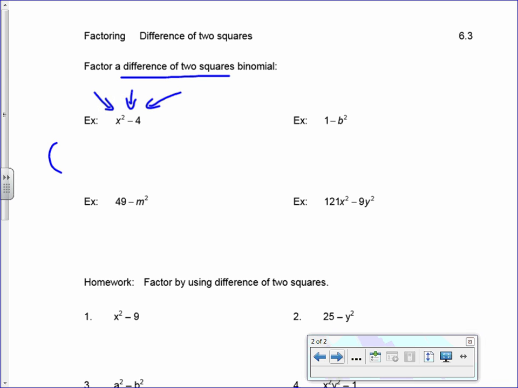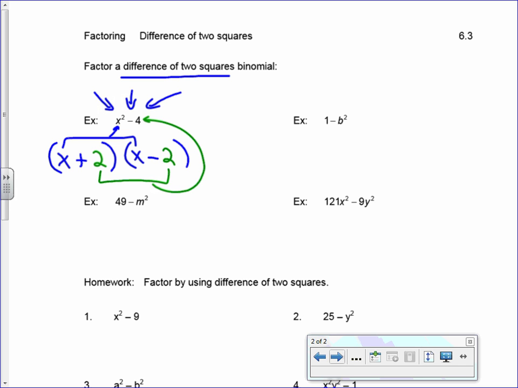We want the answer to be 2 binomials. Set your structure up. We know that we're going to have 1 plus and 1 minus, and then these 2 right here need to be the same thing, and they need to give us x squared. So the only way to get that is x and x. These 2 right here need to be the same number, and they need to give us that 4 right there. So even though 4 times 1 works, we want to put the same number in both places. That's what really makes it a difference of 2 squares, having them the same. And then when you check this answer, you can see that you're going to get that 2x and a minus 2x, and that middle term cancels out.